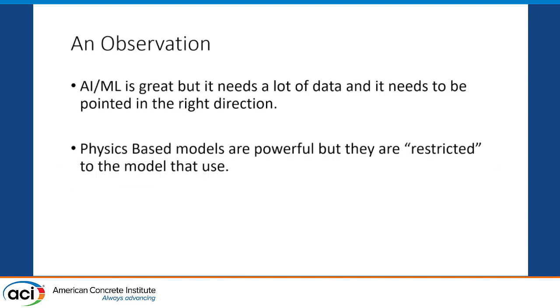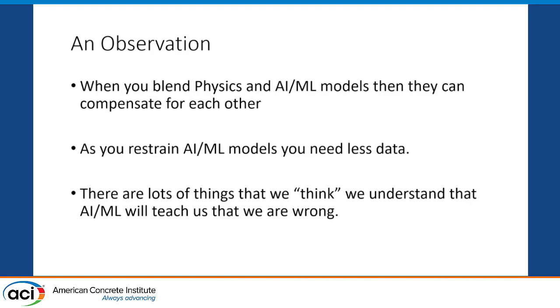AI machine learning is great, but it needs lots and lots of data. It needs to be pointed in the right direction. If you send it off on a wild goose chase, and that's kind of what the first presenter was talking about. Physics-based models are powerful, though, but they are restricted to the model that you use, what you think in your mind, or what we think is real. And an observation is that when you blend physics and AI machine learning models together, they can compensate for each other. And as you restrain the AI machine learning model, you need less data.